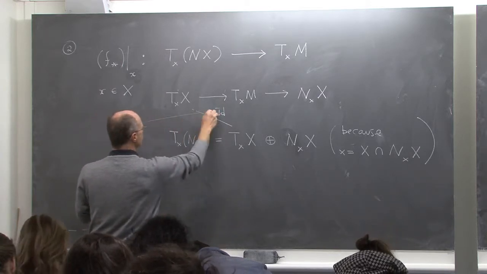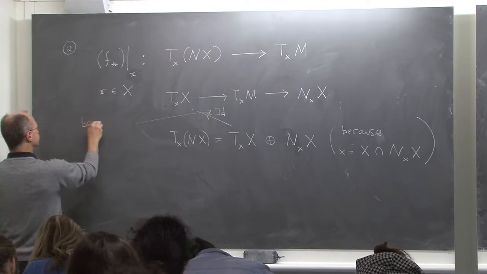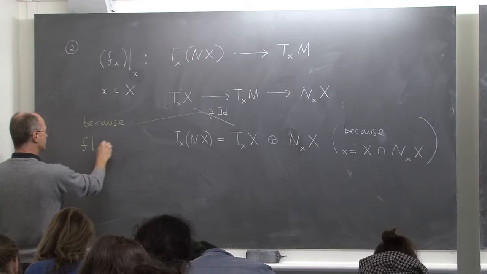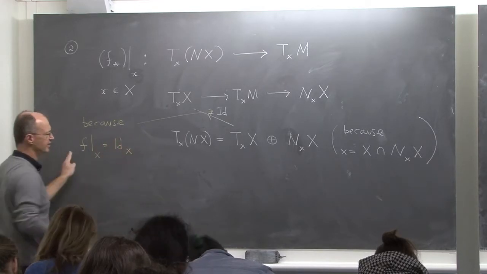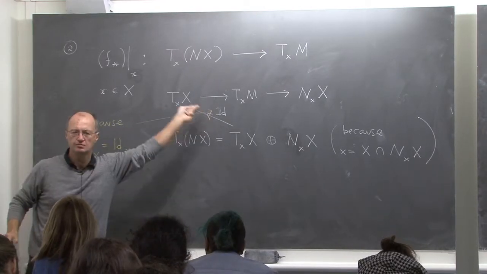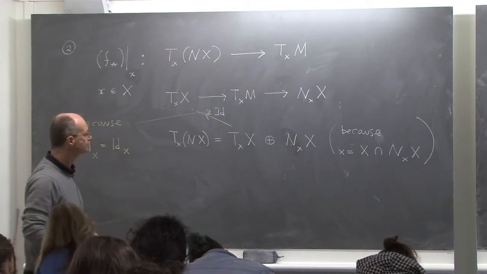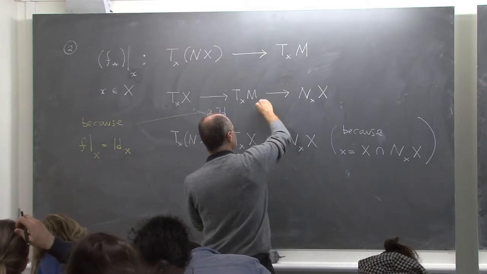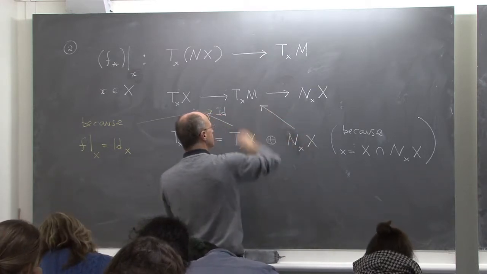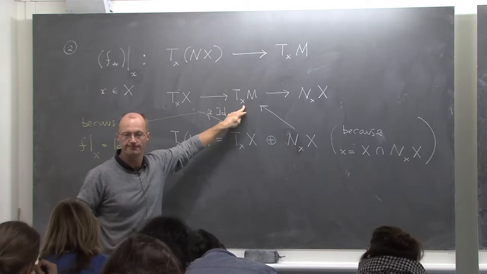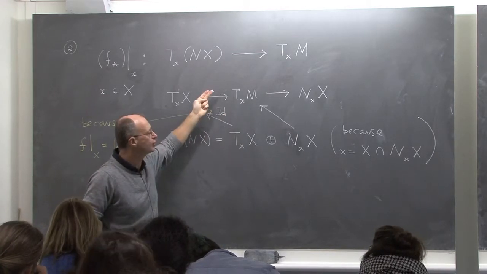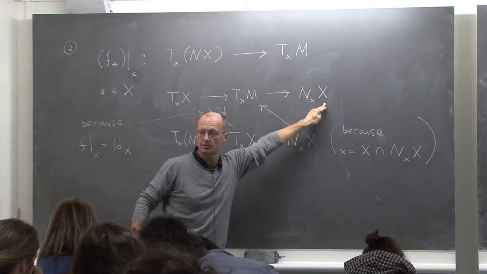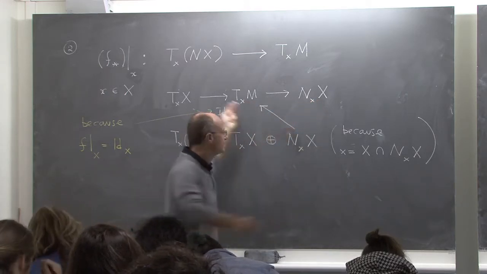And this is because F restricted to X is the identity of X, then its tangent is the identity. Now, this guy maps there. So what can we require? We can require that the composition be the identity, right? So that's, I think, the best.